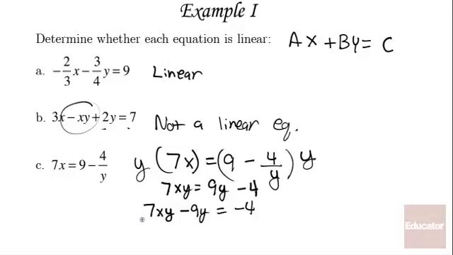Well, I compare it, and this first term does not match standard form. There's no way to make it match standard form. So therefore, this third one is not a linear equation. So the answers were that A is a linear equation. The other two could not be put into standard form. Therefore, those are not linear equations.